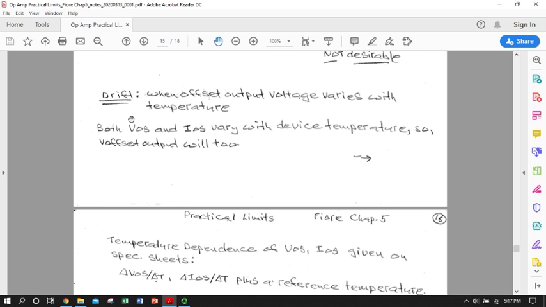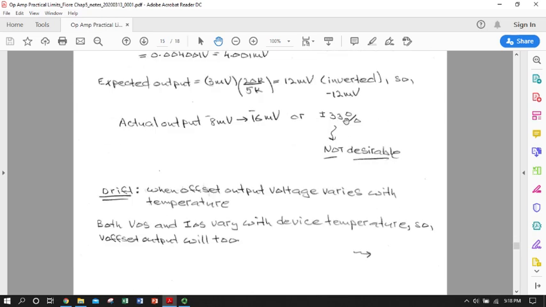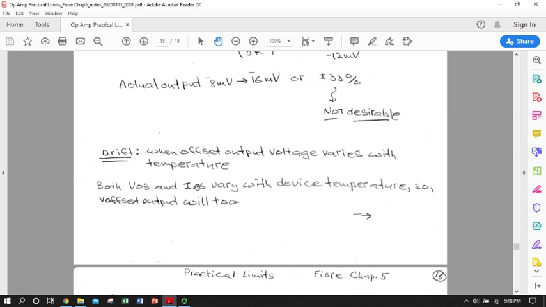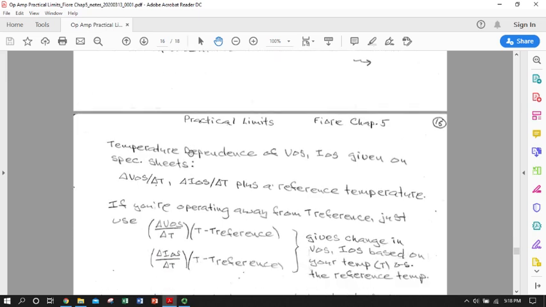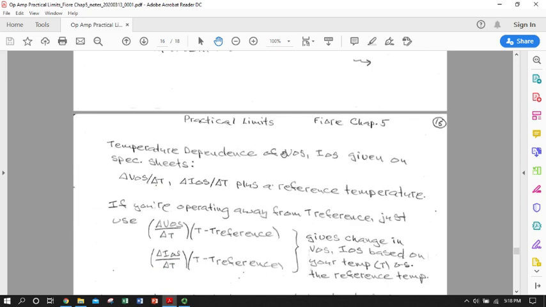So once you characterize your maximum error or output uncertainty due to your VOS and your IOS, or your IB if you're not using an appropriately selected offset resistor, these values themselves can change with temperature, definitely with high temperature, and that's what's known as drift. So drift basically is a second voltage signal that we add to our offset output voltage that just represents how these two change with temperature.